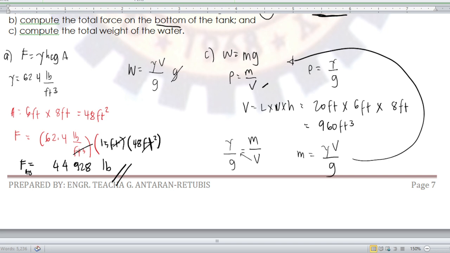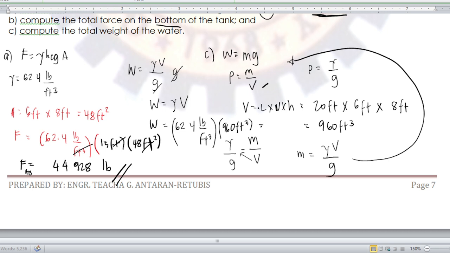So to solve for weight, simply mass is specific weight times volume over G, times G. As you can see here, you can cancel out the G, so you don't have to use it. So therefore, to solve for the weight of the water, simply multiply the specific weight of water times the volume of water, which is in this case 960. So specific weight of water is 62.4 pound per cubic foot times your volume of 960 cubic feet. This is our weight already.